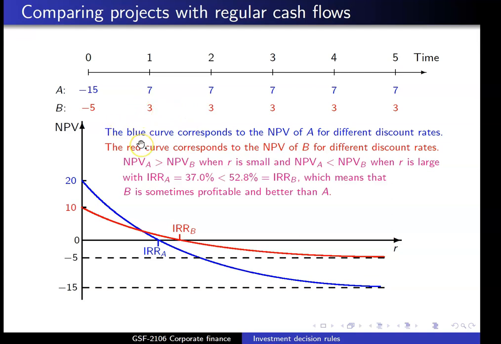the NPV of A will be larger than the NPV of B for small discount rates. But since project B is less sensitive to the discount rate than project A, the internal rate of return of B will be larger than the internal rate of return of A. So here's an example where the NPV rule and the IRR rule will give you different solutions. How can we deal with that?